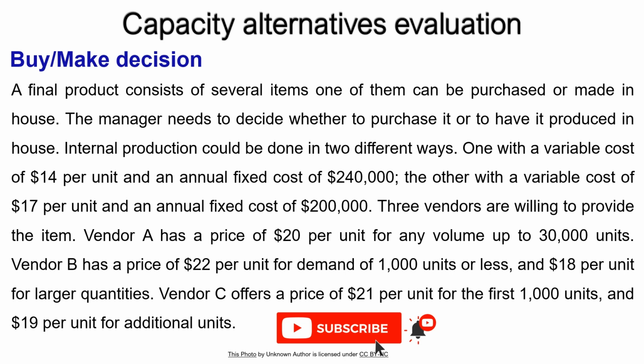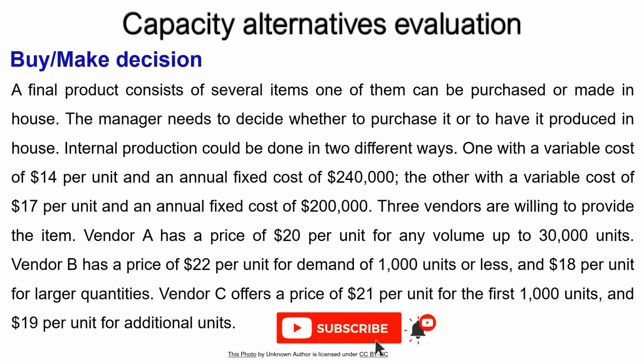3 vendors are willing to provide the item. Vendor A has a price of $20 per unit for any volume of up to 30,000 units. Vendor B has a price of $22 per unit for a demand of 1,000 units or less and $18 per unit for larger quantities. Vendor C offers a price of $21 per unit for the first 1,000 units and $19 per unit for additional units.